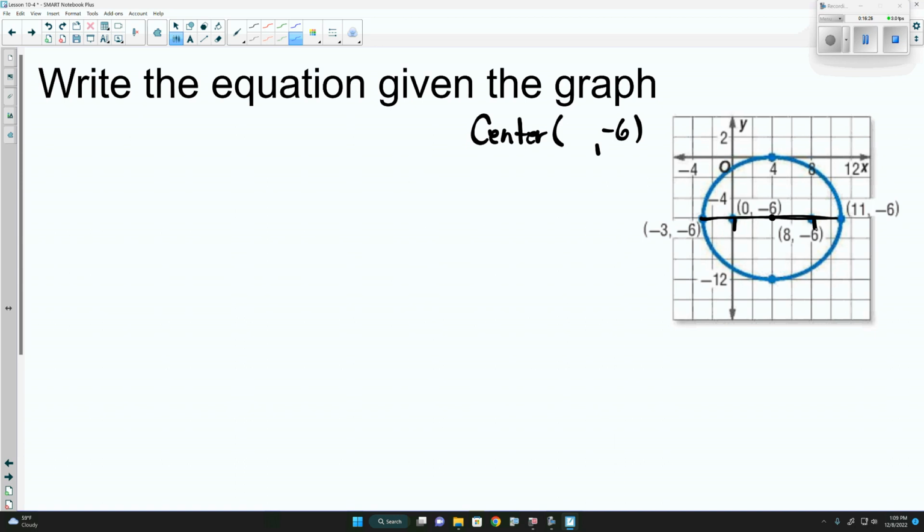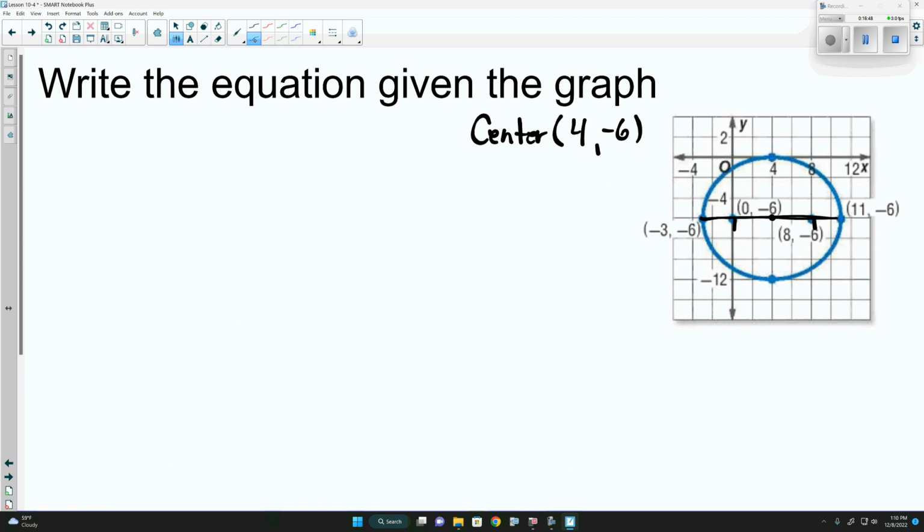So what's the middle between 0 and 8? 4, yes? If we look at the other one, -3 and 11: well, -3 plus 11 is 8, and 8 divided by 2 is still 4. So the center is the point (4, -6). And it'll always be in the middle.